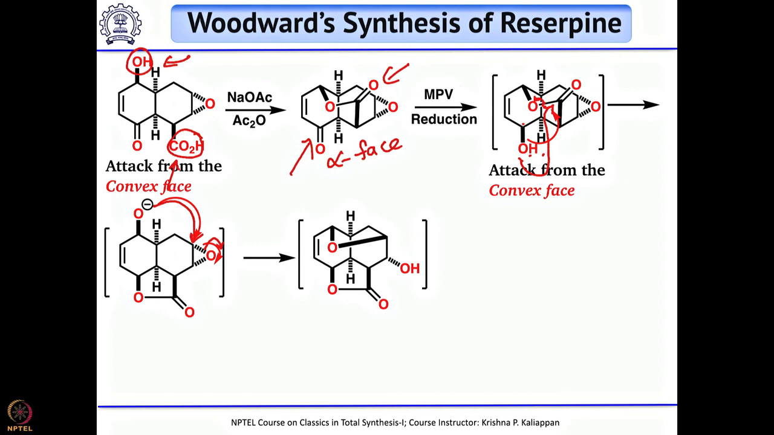under MPV reduction condition. And of course, if you see this hydroxyl group, it is beta to this carbonyl, so it is a good leaving group under this condition. Otherwise, hydroxyl is not a good leaving group. It undergoes elimination to give the corresponding alpha, beta unsaturated lactone. Understood? So in one reaction, that is MPV reduction condition, how many reactions are taking place?